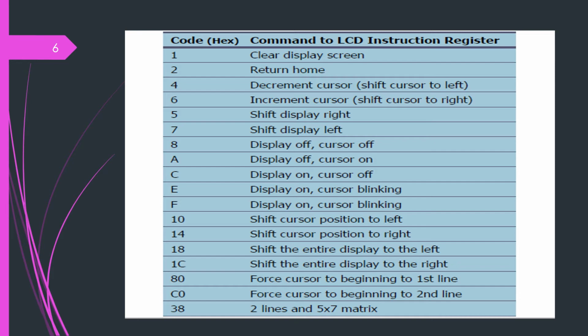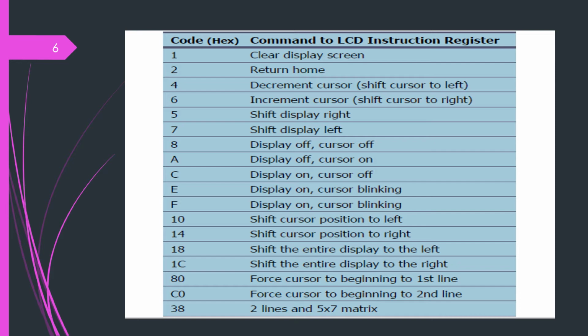So display related, you just see code 8 and A. In both cases display is off. For codes C, E and F, display is on. For codes E and F only, the cursor is blinking, and for code C and code 8, in both cases the cursor is off. So conventionally we want display on and cursor on or cursor blinking, conventionally cursor blinking, so that particular command we can use here.